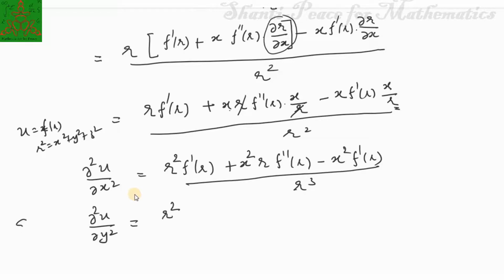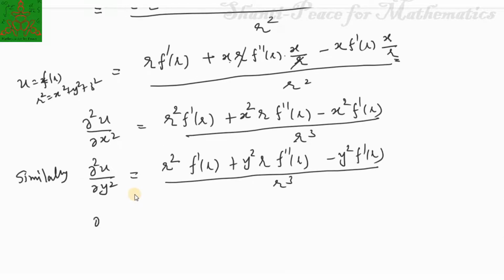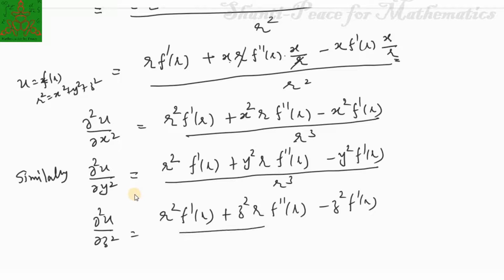So we can write similarly, we have r square f dash of r plus y square r f double dash of r minus y square f dash of r upon r cube, and del square u by del z square is also, we have r square f dash of r plus z square r f double dash of r minus z square f dash of r upon r cube.